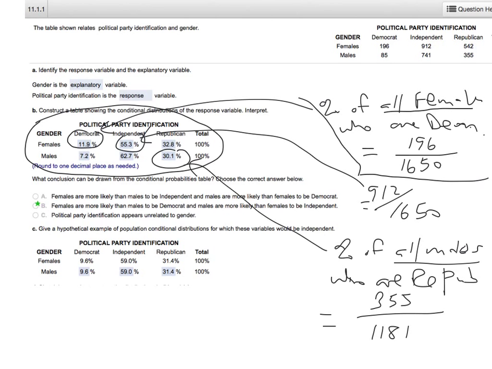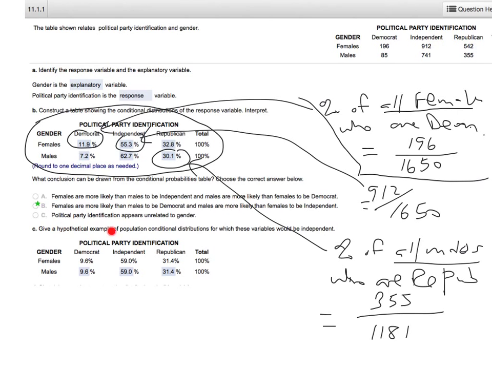Now, let's see. Oh, they do ask us, what do you think is going on with these conditional probabilities? And so they say females are more likely than males to be Democrats. That's true, slightly. You can see that a higher percentage of women are Democrats than men, and males are more likely than females to be independent. So males have a higher percentage of independence than females do. These sentences are a little hard to read, but they're just asking for the comparison of the different percentages in this table. And one of them will be right and the other ones won't.